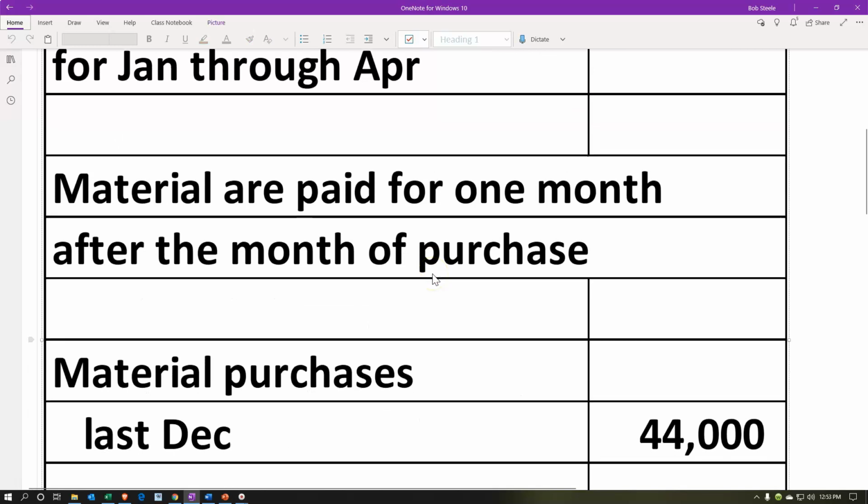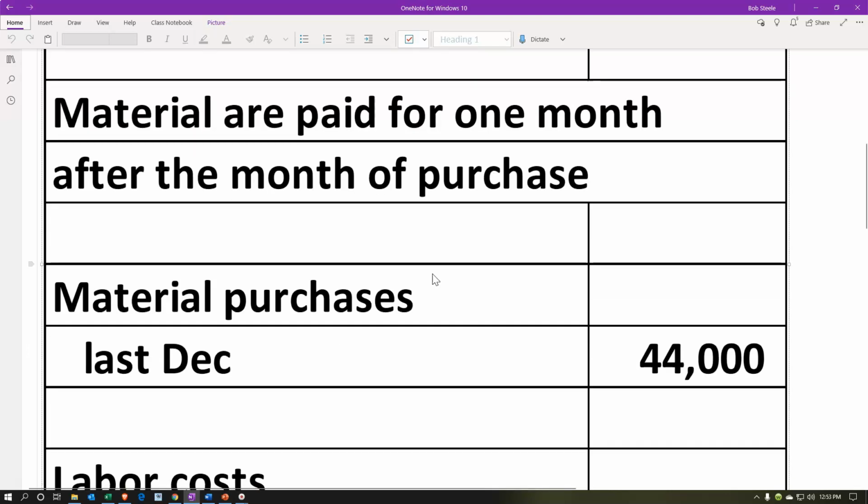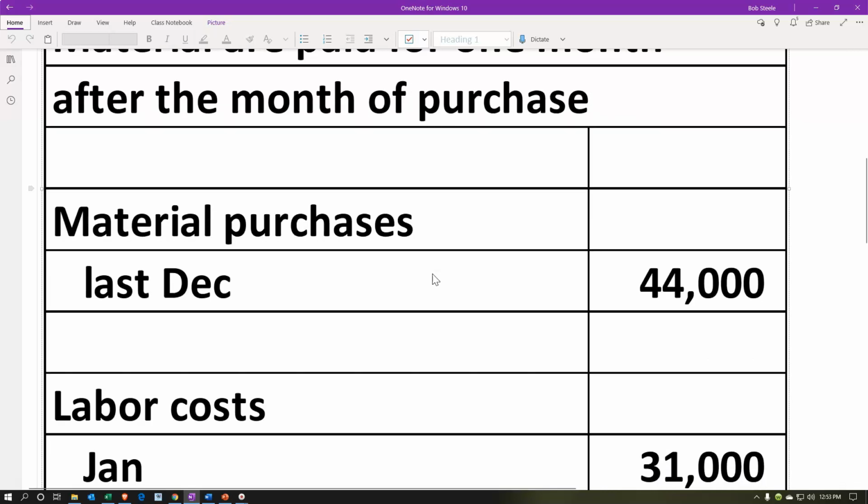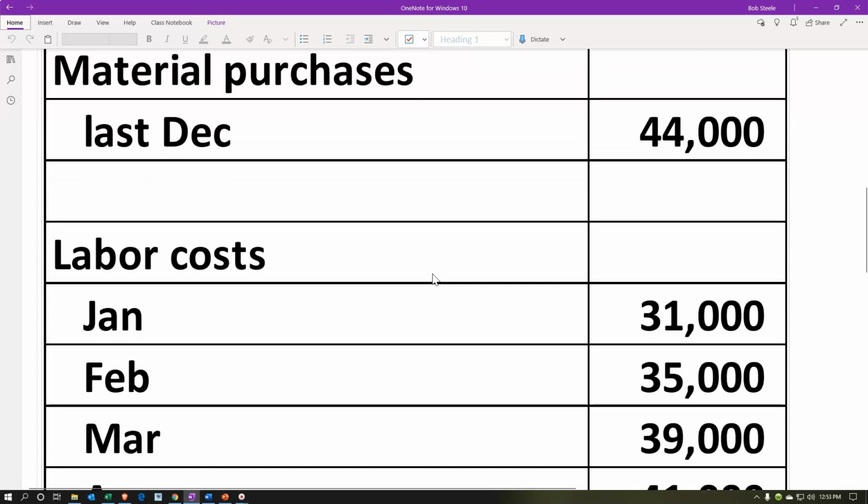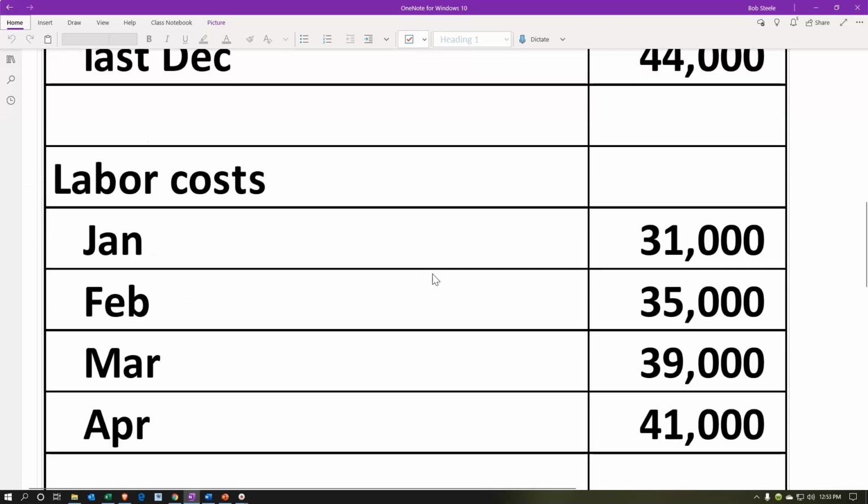And then we're going to say the materials are paid for 1 month after the month of purchase. So we purchase the materials in 1 month, they go into accounts payable, a balance sheet liability account showing that we owe them, and then we pay them the following month. The material purchases last December were 44,000. Labor costs for January, February, March, and April are going to be these amounts to the right.